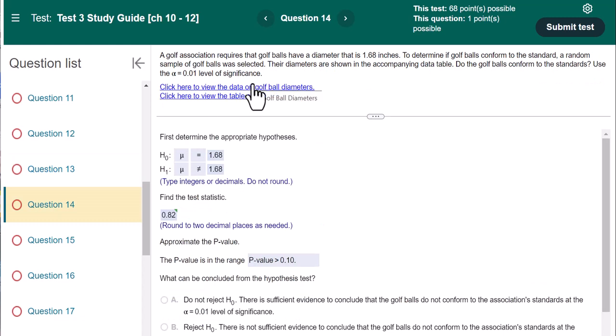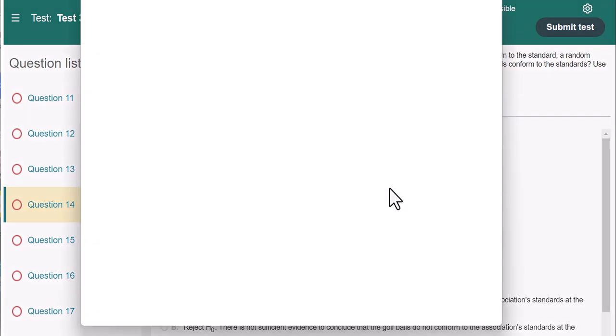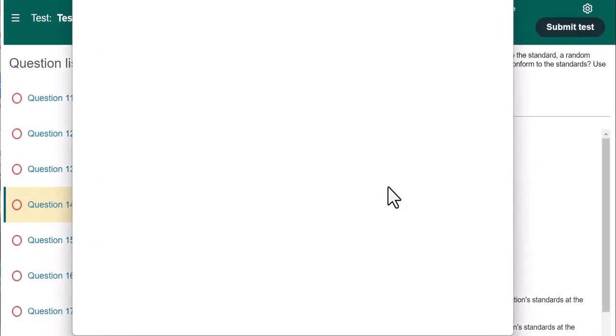So for this one, guys, I'm going to show you how to use StatCrunch to do it. A golf association requires a golf ball diameter of 1.68 to determine if golf balls conform to the standard. A random sample of golf balls was selected. The diameters are shown in the table. Do the golf balls conform to the standards? Use alpha equal 0.01. So just click here and go to StatCrunch, open in StatCrunch.